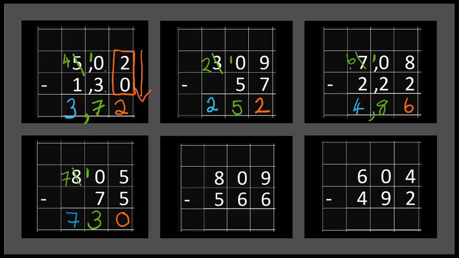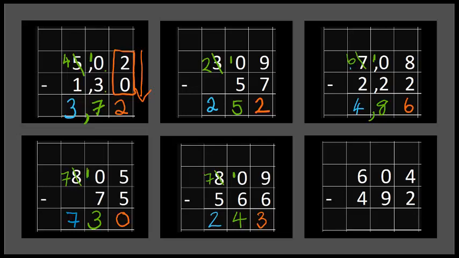Next question, 809 minus 566. 9 minus 6 is 3. 0 minus 6 is not possible, so we're going to borrow. 8 becomes 7, 0 becomes 10. 10 minus 6 is 4. And then 7 minus 5 is 2.